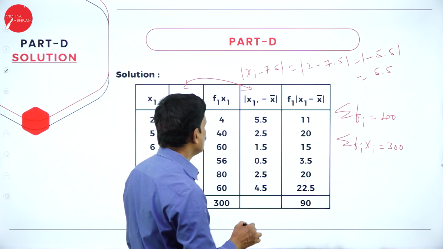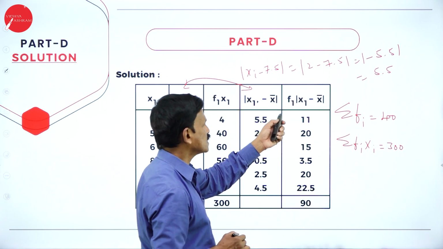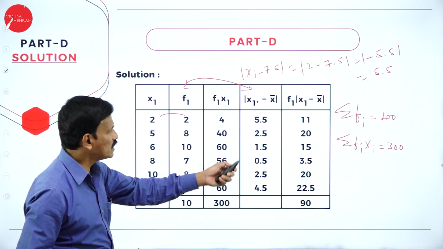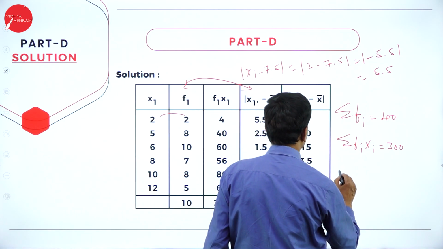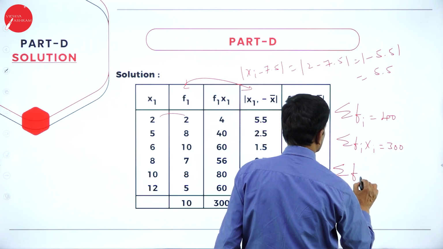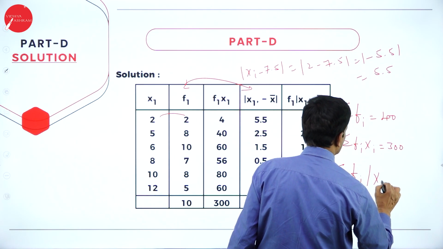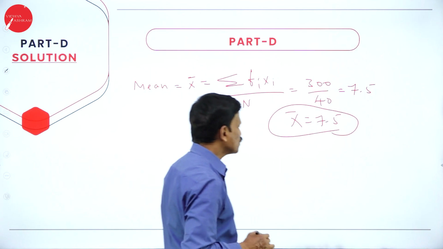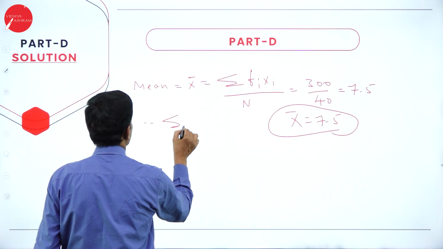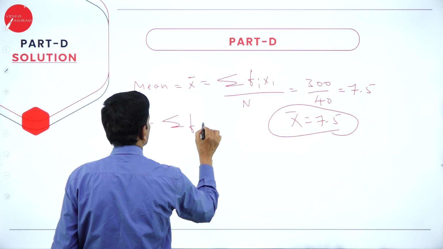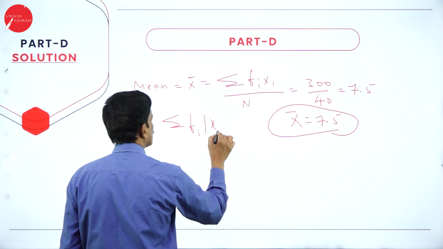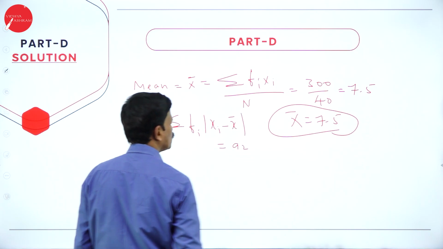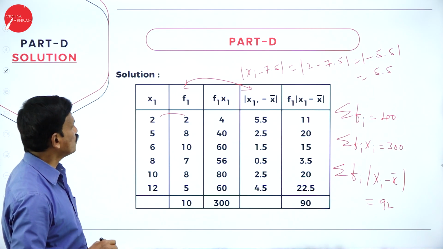If you add this, what will you get? Sigma Fi into mod of xi minus x bar is equal to 92. Okay, now what is to be found?